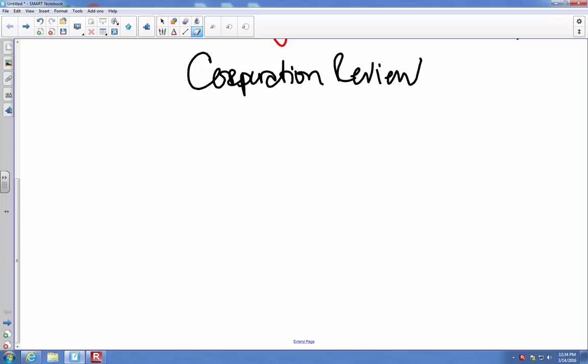So we're taking a look at the corporation review. It's on the very beginning, the very front part of your CHAMPS booklet. And what I'm going to be going through today is just practicing journalizing some of this.